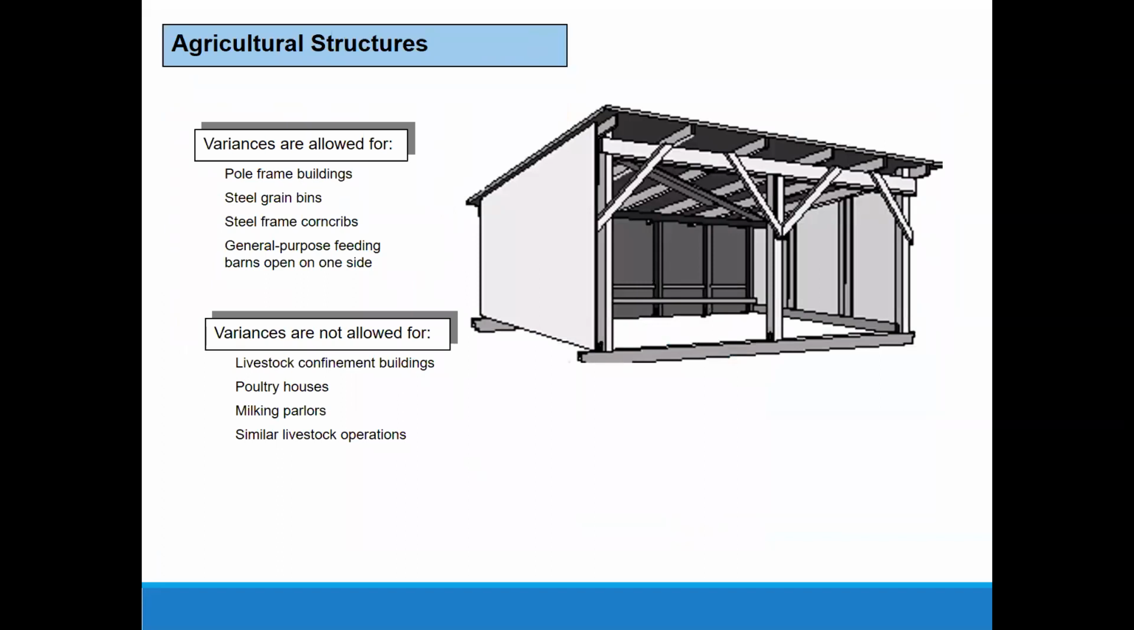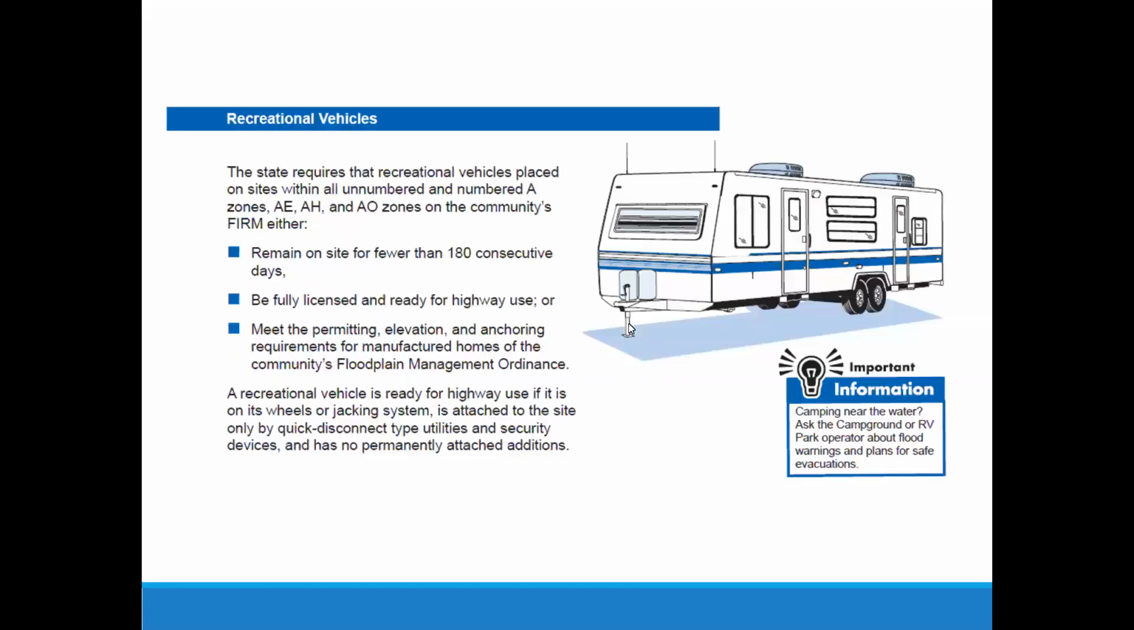This is an ag building. It's generally the same rules. You want to stay away from confined animal operations in the floodplain. That means I don't want any turkey poultry houses, big giant poultry houses, pig barns, that kind of stuff where animals are locked inside. Recreational vehicles have to be licensed and ready for highway use or on site for less than 180 days. And if they can't meet those requirements, then they have to have them elevated and anchored and meet the exact same requirements as a manufactured home.